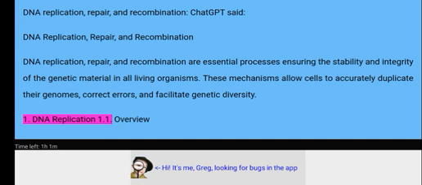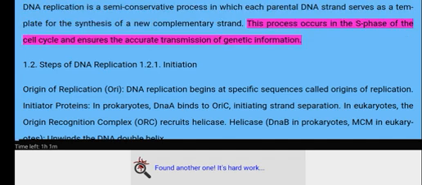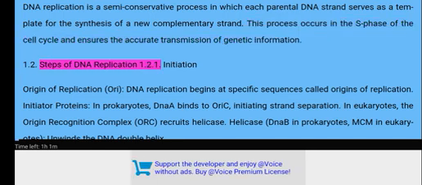1. DNA replication. 1.1. Overview. DNA replication is a semi-conservative process in which each parental DNA strand serves as a template for the synthesis of a new complementary strand. This process occurs in the S phase of the cell cycle and ensures the accurate transmission of genetic information. 1.2. Steps of DNA replication. 1.2.1.